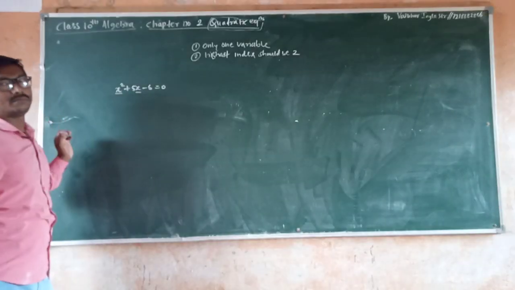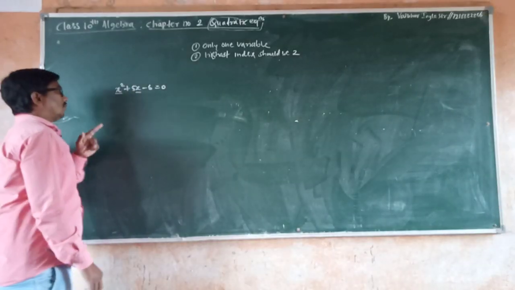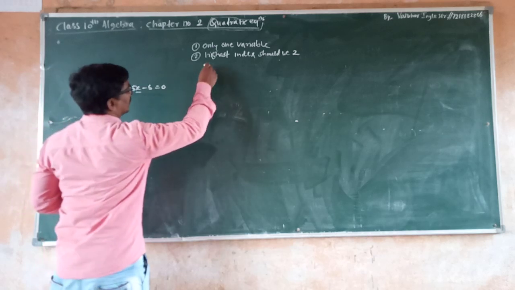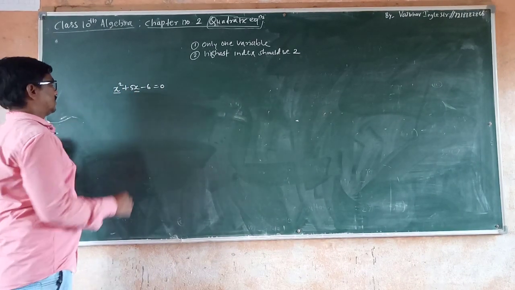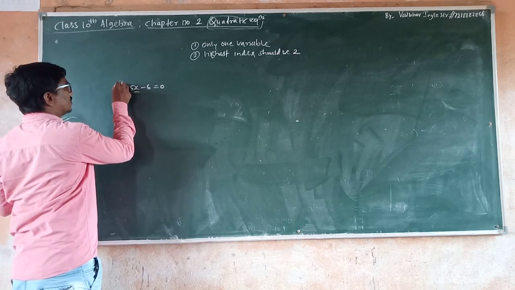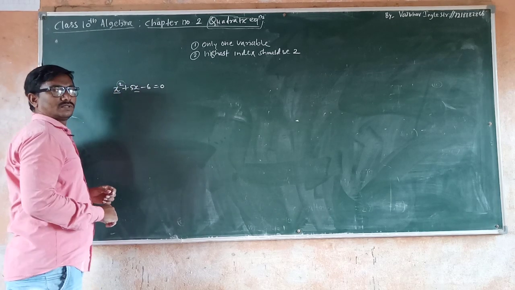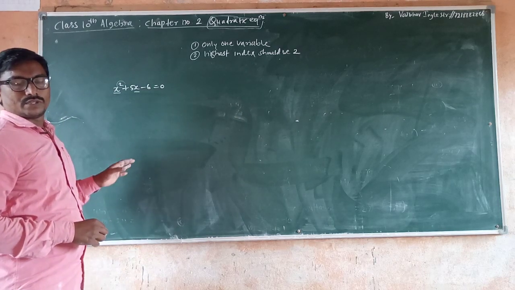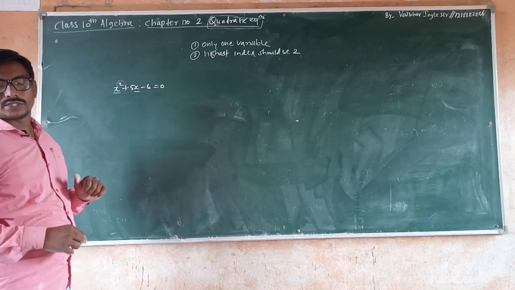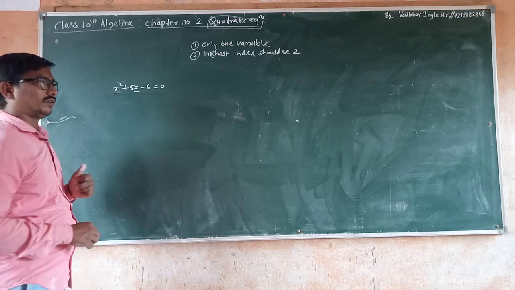that is variable is x. Now I will go for the second condition. The condition is highest index of variable should be 2. So here you can see the highest index of the variable is 2. So this is the quadratic equation. Okay, in this way you can decide whether the given equation is a quadratic equation or not.